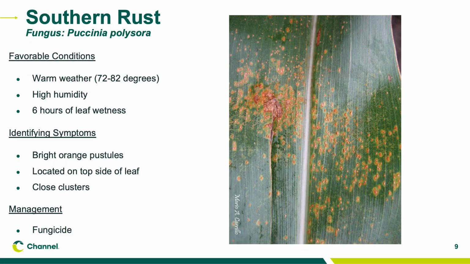So focusing more on southern rust, it favors those warm, high humidity conditions, which again, in Illinois, is a typical summer for us. And so to compare to common rust, the identifying symptoms to look for with southern rust is the pustules are going to be a bright orange color. Those pustules are going to be located on the top side of the leaf instead of both sides. And the clusters are going to be very, very close together compared to the common rust, which are scattered.